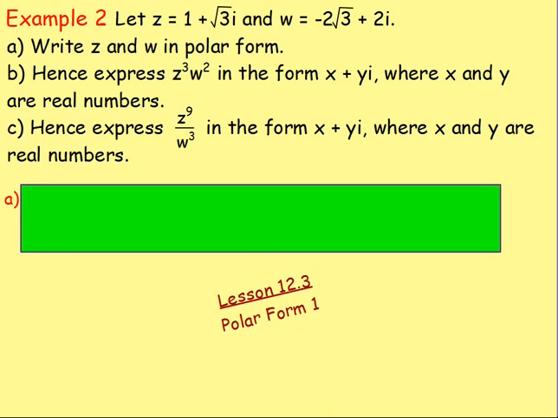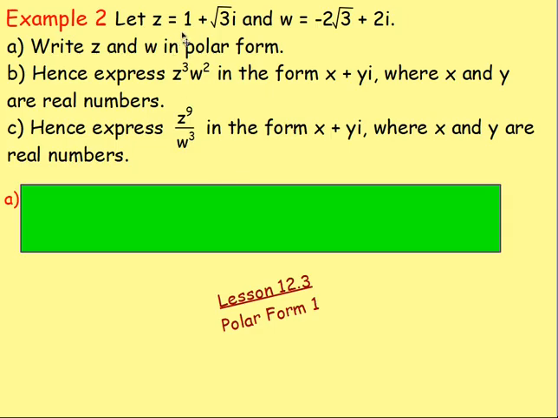Woo! Example 2: let z equal 1 plus root 3i and w equal -2 root 3 plus 2i. A, first of all, write z and w in polar form. B, hence express z to the power of 3 w squared in the form x plus yi, where x and y are real numbers. And C, hence express z to the power of 9 over w cubed in the form x plus yi, where x and y are real numbers.